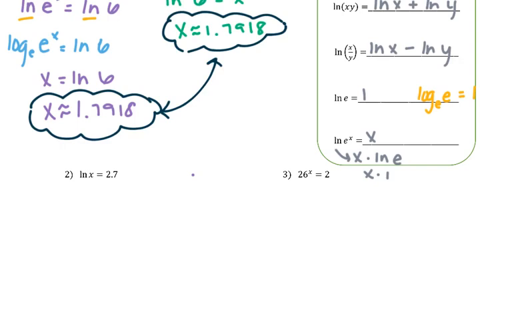The next one, the natural log of x is equal to 2.7.